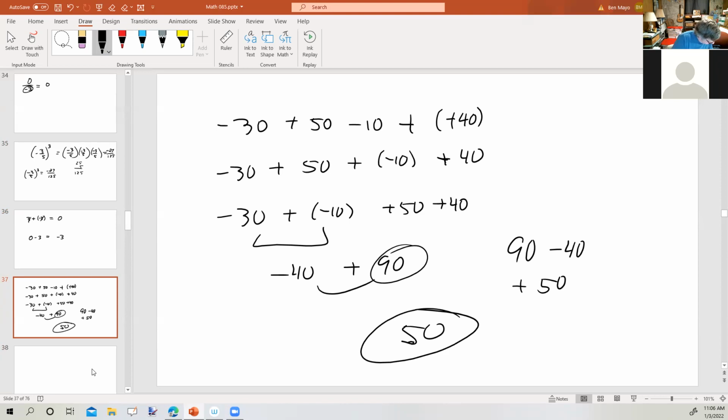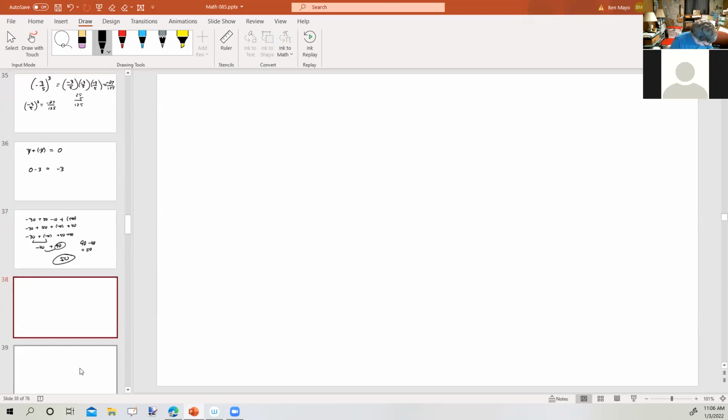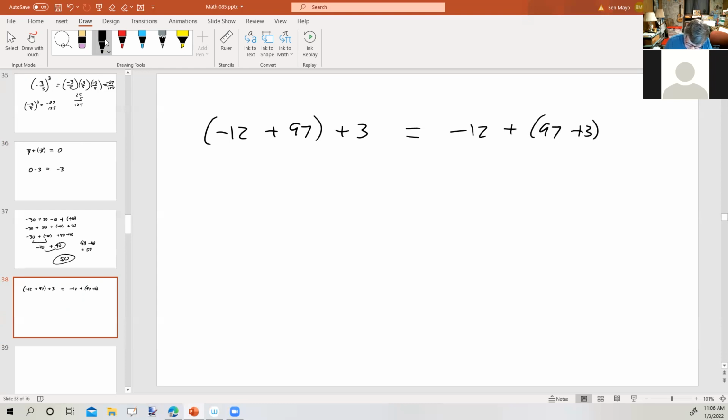Let's talk about this situation. If I've got negative 12 plus 97 plus 3, it says use the given property to complete each statement. The associative property of addition, we would change the grouping symbol. So instead of it being here, it would be there.